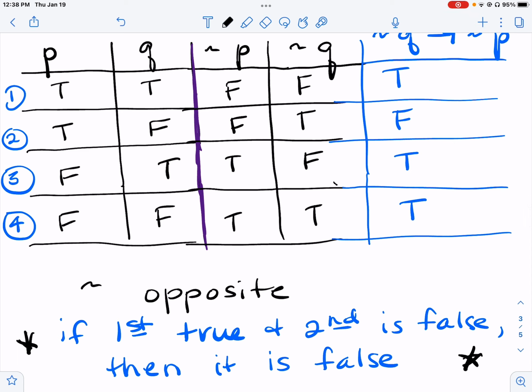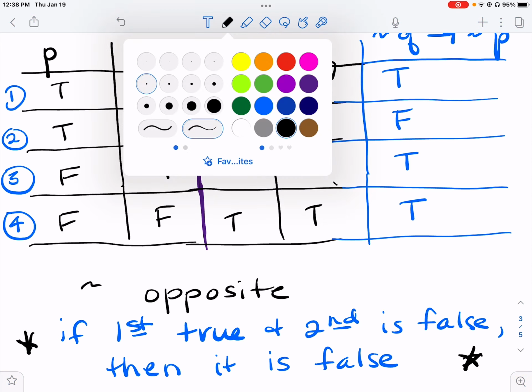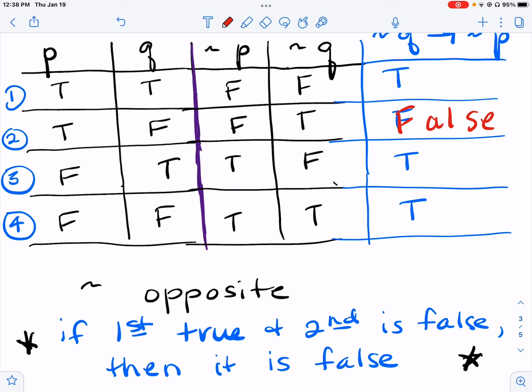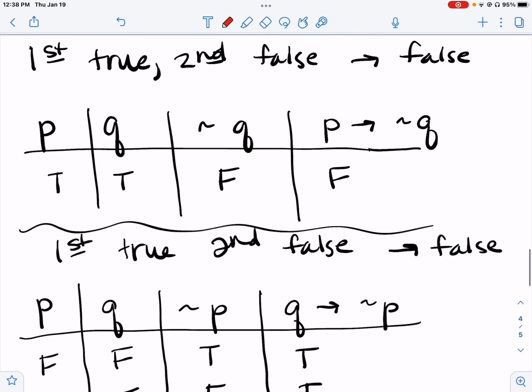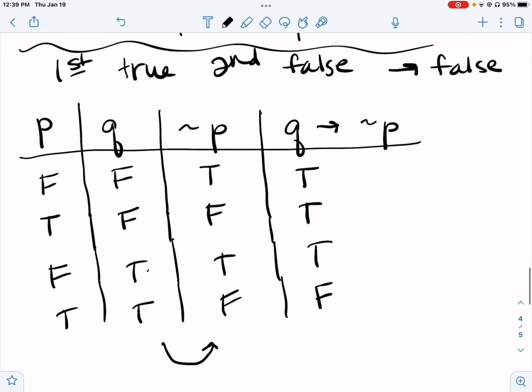The only time this is false is when the first thing is true and the second thing is false. So the first thing is that not Q is true and not P is false. Some more of those. P, true. Q, true. That means not Q is false. P is true, not Q is false. So the first thing is true, the second thing is false. That makes it false. The rule is always: if the first is true and the second is false, then it's false.